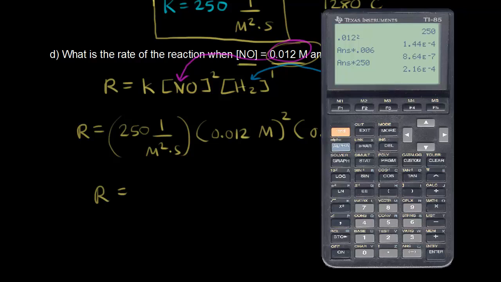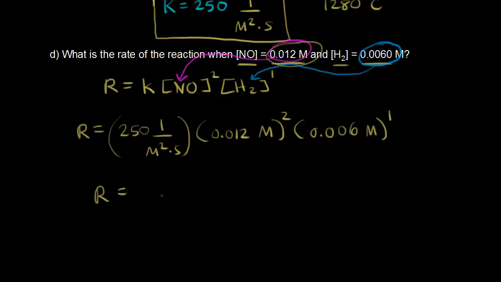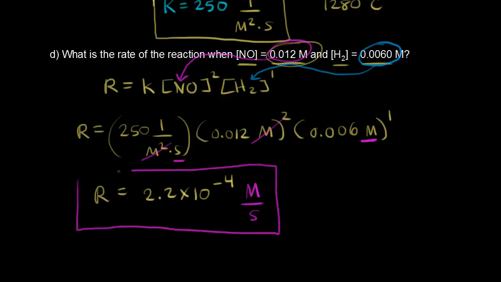Let's round that to 2.2. So we have 2.2 times 10 to the negative 4. And in terms of our units, if we think about what happens to the units here, we would have molarity squared here, so we end up with molar per second, which we know is our units for the rate of reaction, so molar per second. So we found the rate of our reaction.